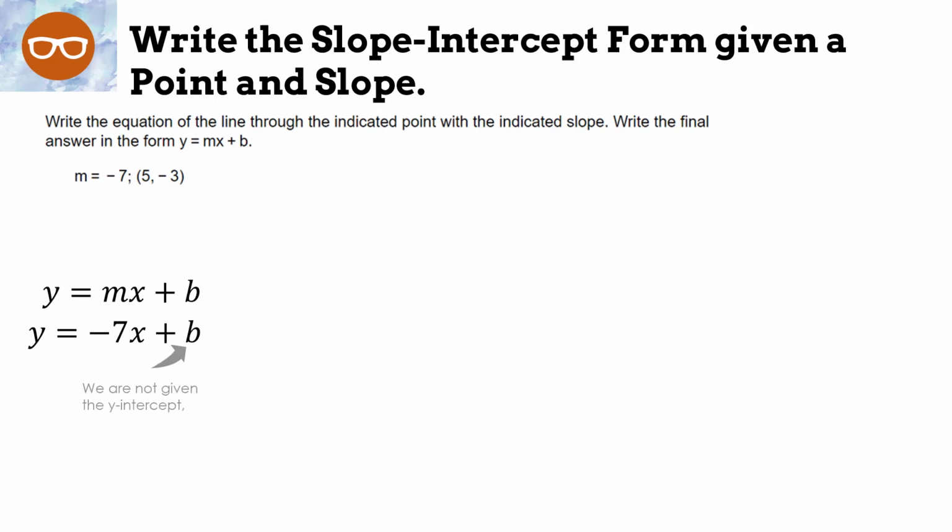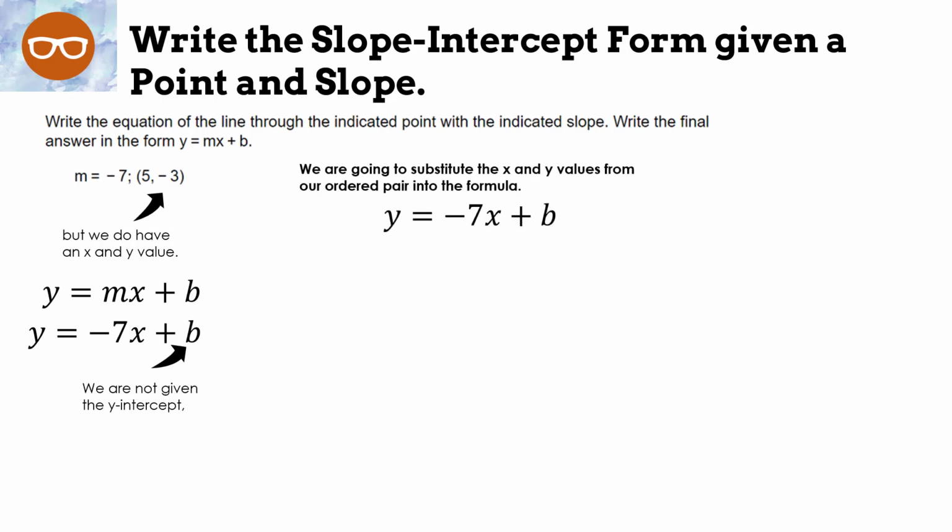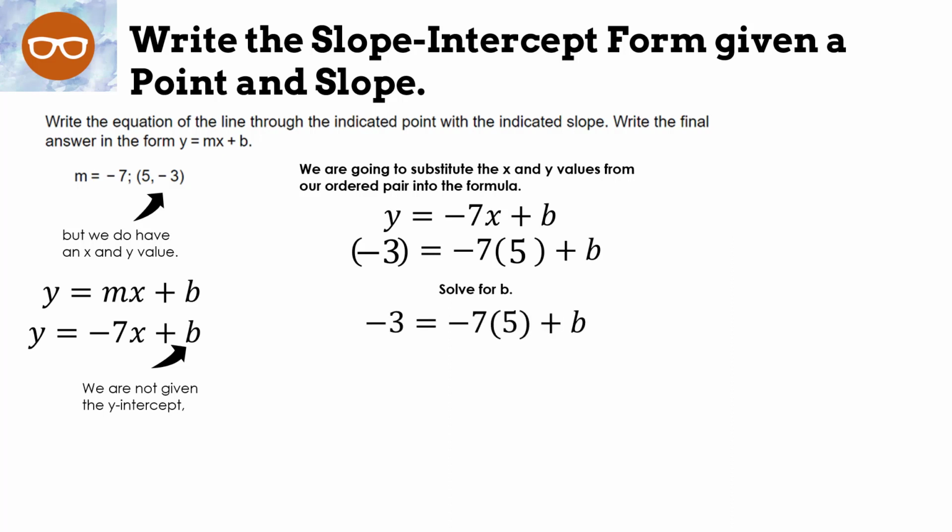But the problem we have is the ordered pair we're given is not the y-intercept, but we do have an x and y value. So we're going to substitute the x and y values from the ordered pair into the formula that we have. Let's do it. The y value is negative 3 and the x value is 5. So what we need to do next is solve for b. Here's our equation. Negative 7 times 5 is negative 35. We still need to get b by itself. We're going to add 35 to both sides, and it turns out that our y-intercept b is 32.